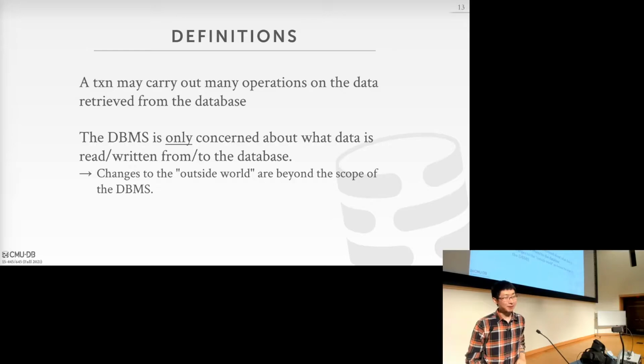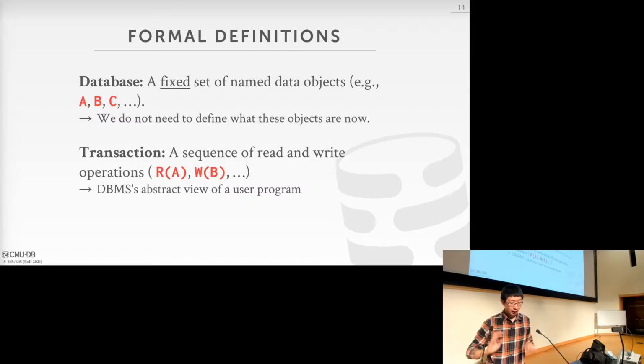And then, for the purpose of this lecture, we're going to define the set of operations the transaction performs on the database as being on a fixed set of named objects. For simplicity, we just denote them as A, B, C, etc. And we note that there are two important things here when we are defining the set of objects the transaction is going to operate on.